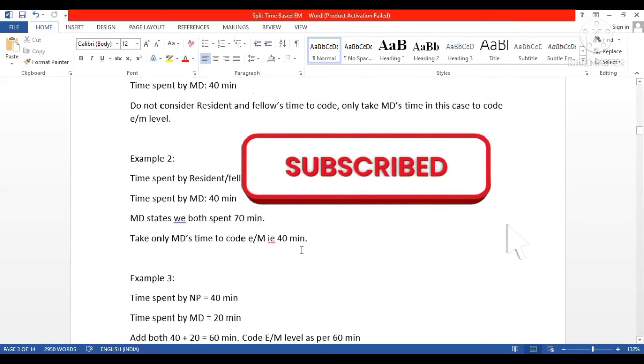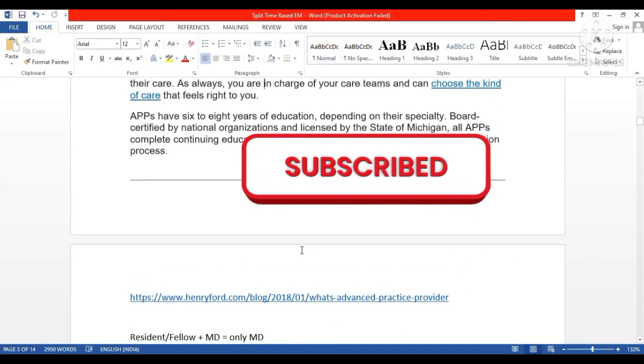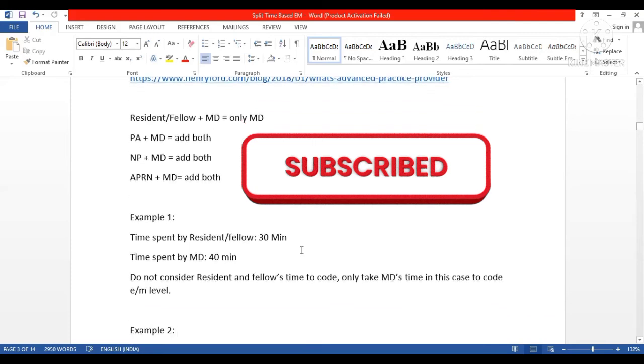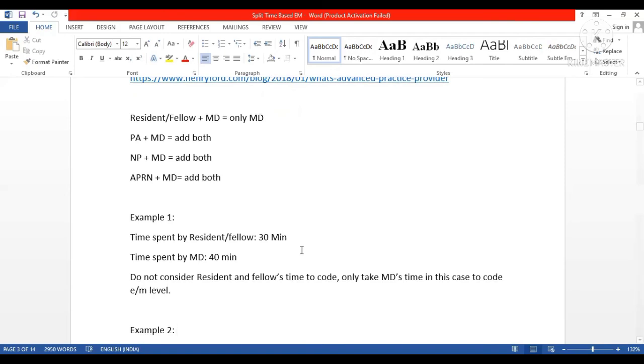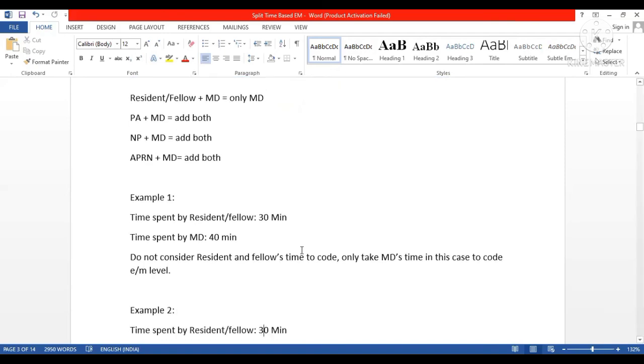I hope it is now very clear to all of you whose time we have to add, and whose time we cannot add, right? So resident and fellow, take care of it. If a resident and fellow are giving their time, we will not add it to the MD's time. For the rest, like PA and NP, we will add the time with the MD and then calculate the E/M level. I hope this makes it clear how to do time-based coding in E/M as per the latest guidelines.